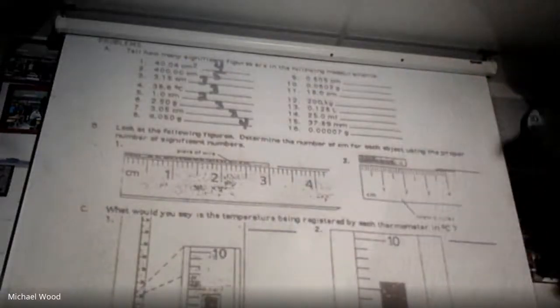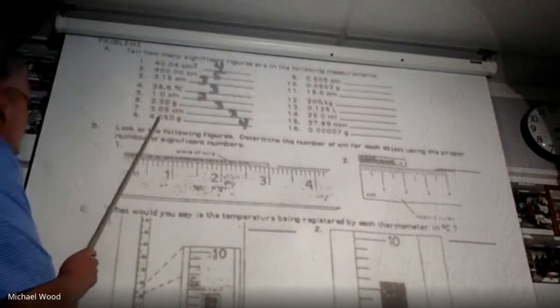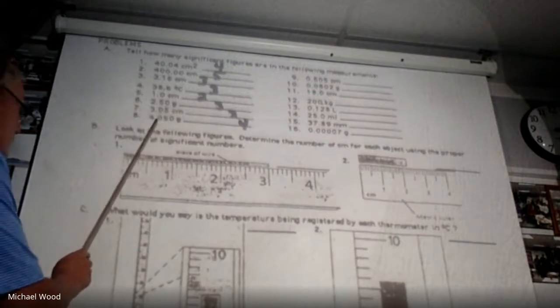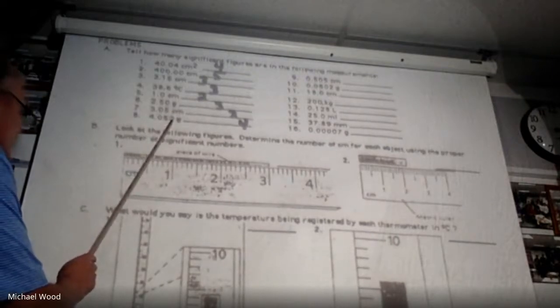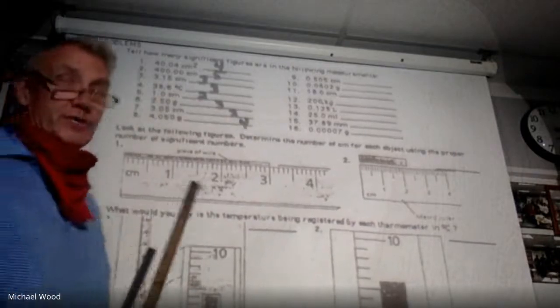7 would be 3. And number 8 would be 4. Okay, so in doing that, I'm counting the zeros. So when I come down here, 4.050, well, the captive 0 counts and the trailing 0 counts because there is a decimal, so 4 sig figs. Okay, so counting sig figs.